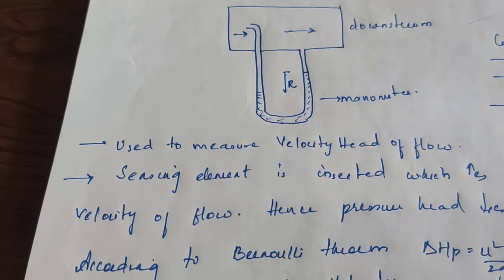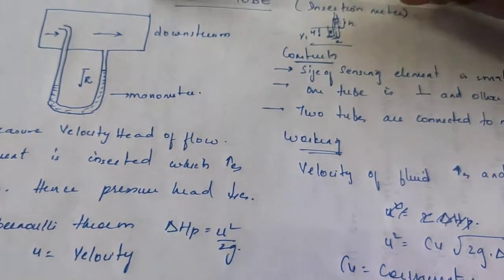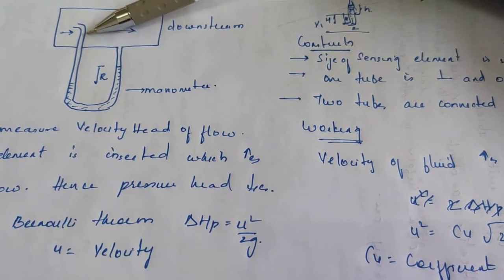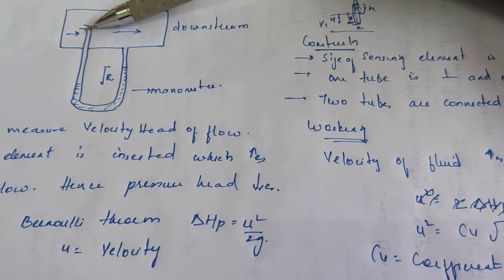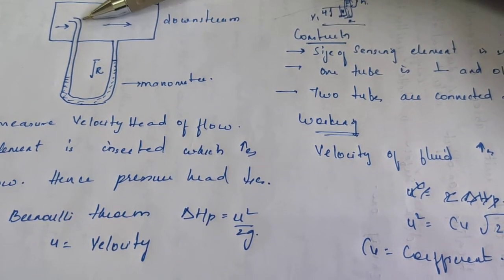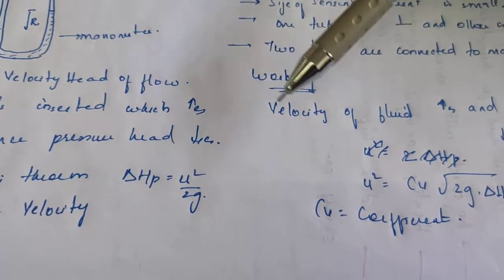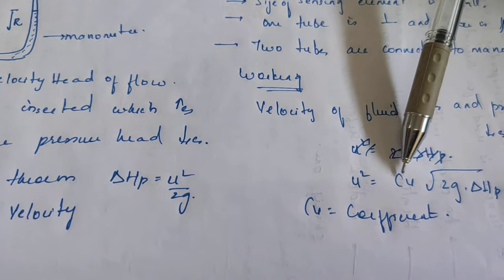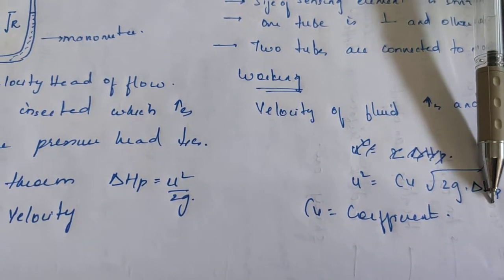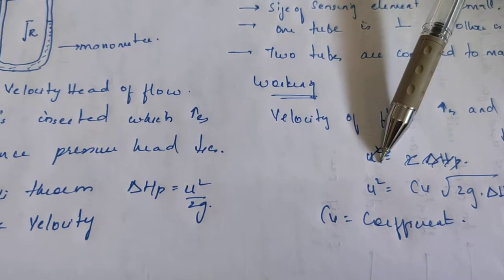Now the working. The fluid is flowing in a pipeline such that when it enters the perpendicular position, there will be a difference in velocity at two different points. That difference in velocity is calculated using Bernoulli's theorem, and the equation you get is u square equals Cv under square root 2g delta Hp. Here Cv is a coefficient and u is the velocity difference.